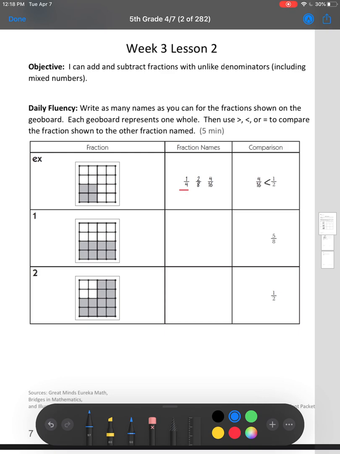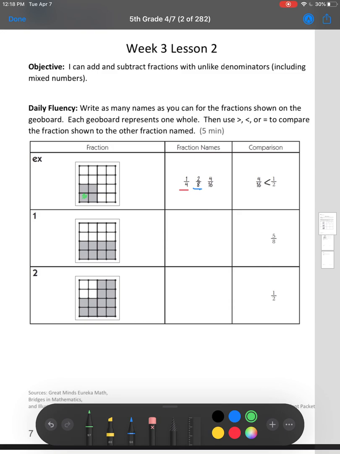I can divide this up into 8 pieces evenly, so groups of 2, which is going to give me 8 groups. 4 there, and 4 up top. When I divide the geoboard that way into 8 groups, I have 2 groups that are shaded in, which gives me 2/8.